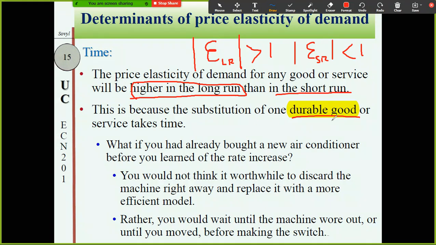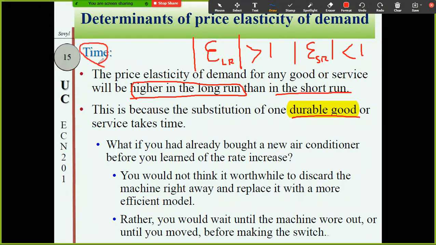What does it mean, durable goods? Durable goods refer to goods that people use for more than 1 year. For example, furniture, TV, computer, car, motorbike, phone. When they buy one, they can use it for maybe 2-3 years, and then they will change for a new one. So the long run means a period of time of more than 12 months, or more than 1 year.